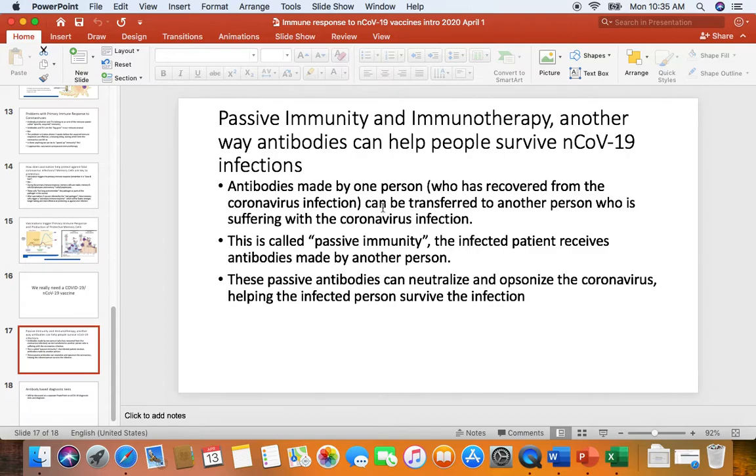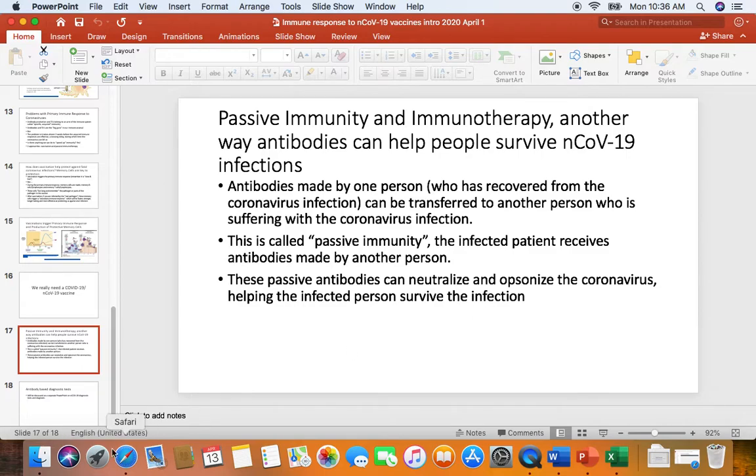So again, this is just going through it. Antibodies made by one person who's recovered can be transferred to another person who's suffering presently with the coronavirus. It's called passive immunity because we're not making the antibodies ourselves, we're receiving them from another person. Those passively acquired antibodies could neutralize the coronavirus, could opsonize the coronavirus, and that might help that person to survive. Because remember, their primary immune response is going to take up to 2 weeks to get activated, and they could die in that time.